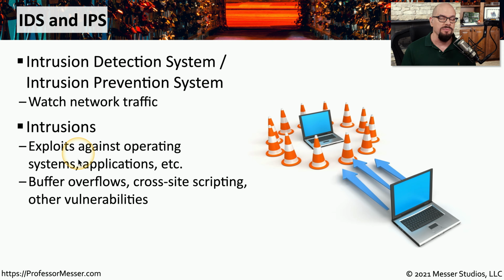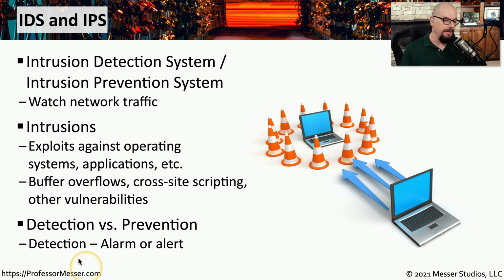This might be a known exploit against an operating system or an application, or it could look for more generic intrusion types such as buffer overflows or cross-site scripting. As you can imagine, it's much more common to find an intrusion prevention system because many network administrators and security professionals would like to block this traffic before it enters the inside of the network.